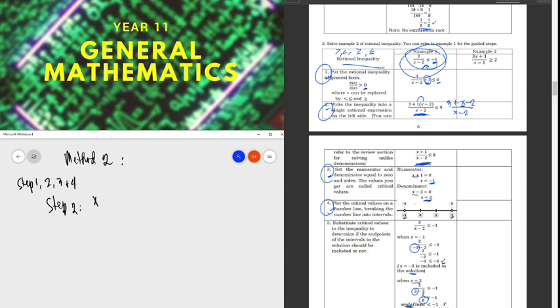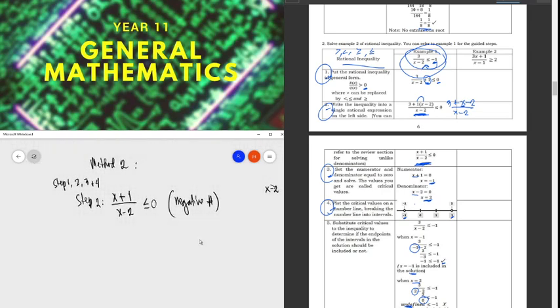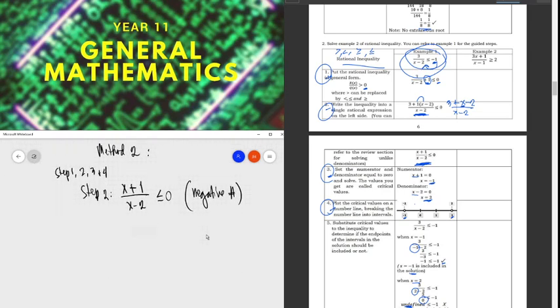We have the equation, the simplified (x plus 1) over (x minus 2) is less than 0. When you say less than 0, we are talking about negative numbers, okay? Since it is less than 0, we are going to talk about negative numbers. So again, we're going to use the critical numbers. I'm going to draw a number line here. 0, 1, 2. This one is negative 1, negative 2.